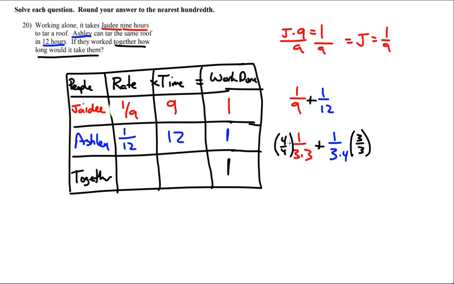So if I do that, on the top for this one, I'm going to get 4, and on the bottom I've got 9 times 4, which is 36. For this one, I'm going to add those up. I get 3, multiply it out, 36. Okay, so when I add these up, I get 7/36. So together, their rate is 7/36. They can do 7/36 of a roof in 1 hour.